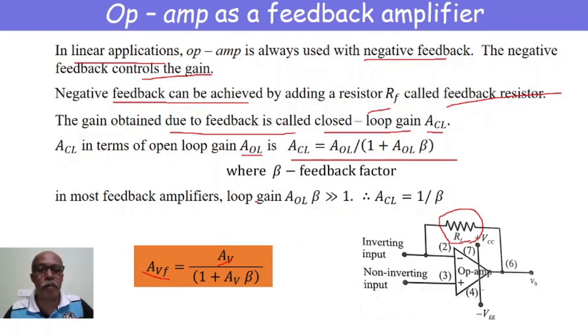In most of the amplifiers, the loop gain AOL into beta, this term will be always greater than 1. Therefore, ACL will be equal to 1 by beta, the reciprocal of feedback fraction or feedback factor, right? This is about the op-amp as feedback amplifier.